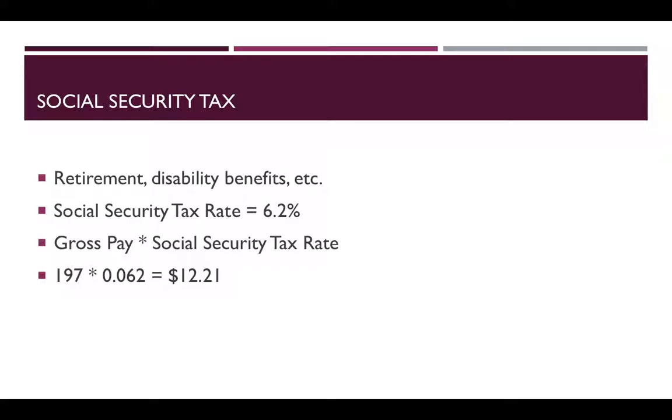Social Security tax is for retirement, disability benefits, etc. There's a lot that goes into it. You can do a lot of research on it. It's not a bad idea. The Social Security tax rate is 6.2%. So your gross pay times that Social Security tax rate, 197 times 0.062, gives us $12.21 that we're paying in Social Security tax.